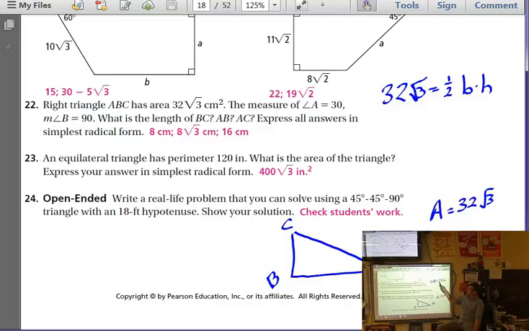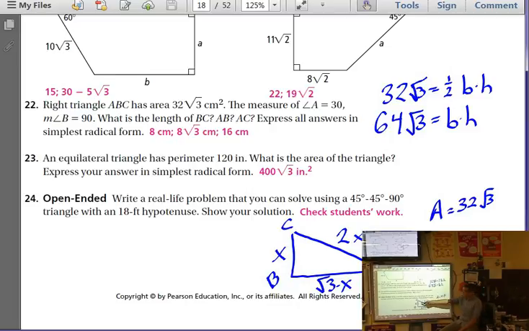Well, the first thing we can do is deal with the fact that if I have 1/2 of something, I can double the other side and get rid of the 1/2. So I can start out by saying 64 radical 3 will equal the base times the height. From there, if I start labeling things, if I say that this is x, this is 2x, and this is radical 3x, then I could replace my base and my height with x and radical 3x because they're perpendicular to each other.